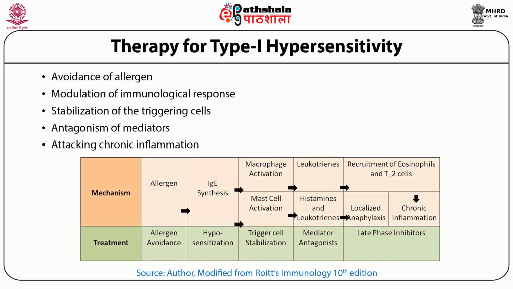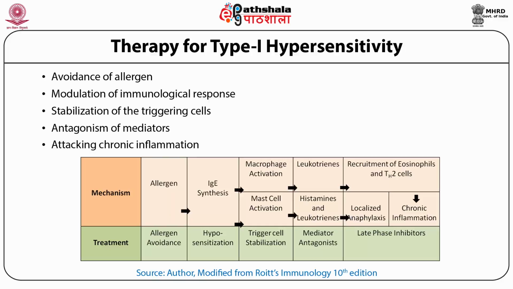Let us now discuss the therapies or precautions for type 1 hypersensitivity. Starting from the exposure of allergen to the production of atopic diseases, there are several points which can be targeted for therapy of type 1 hypersensitivity. These points can be the avoidance of allergen, the modulation of immunological response, stabilization of the triggering cells, antagonism of mediators, and attacking the chronic inflammation.